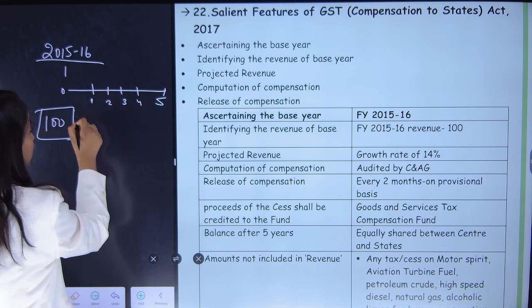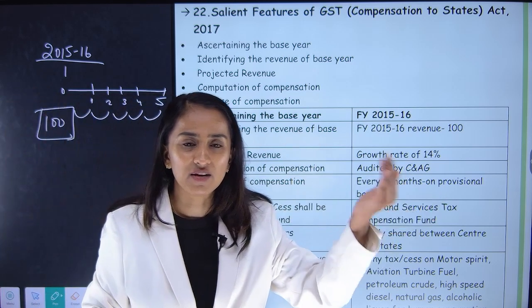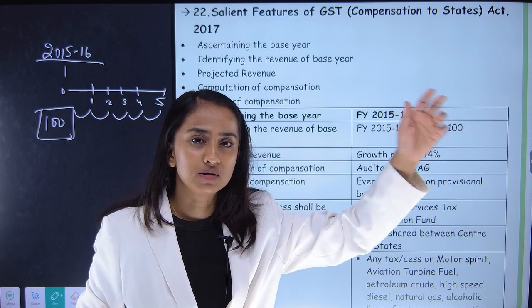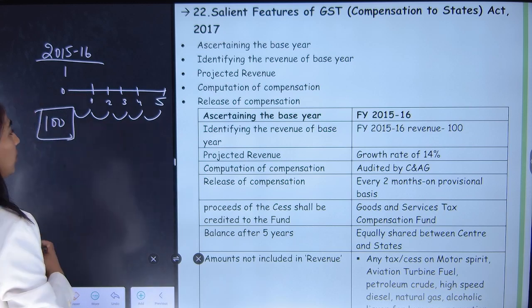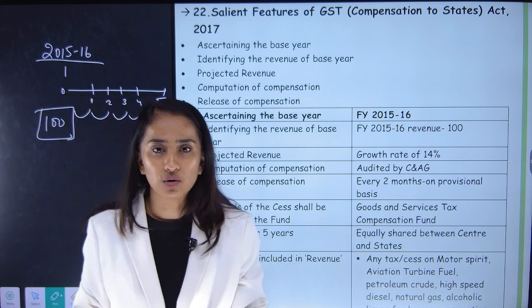Then what is the projected revenue? How much are these states actually aiming to receive? Every year they will have a projected revenue, right? Next year I will earn so much, in 2 years I will earn so much, in 3 years, and so on. That's the projected revenue. Then you compute the compensation based on the projected revenue and release the compensation.